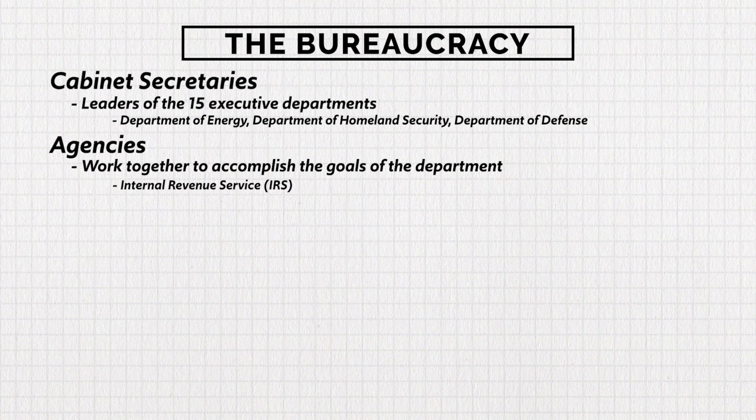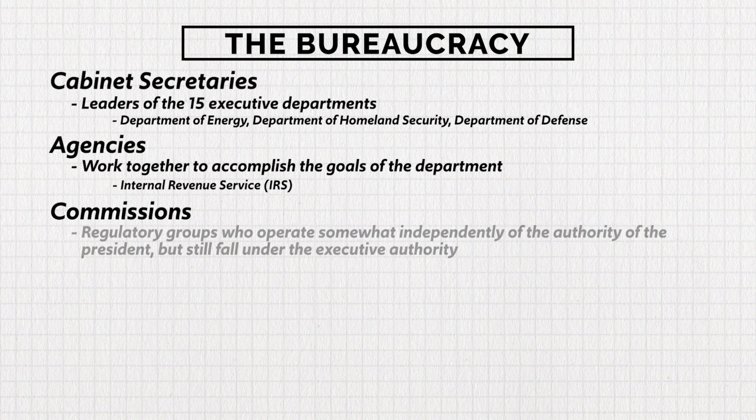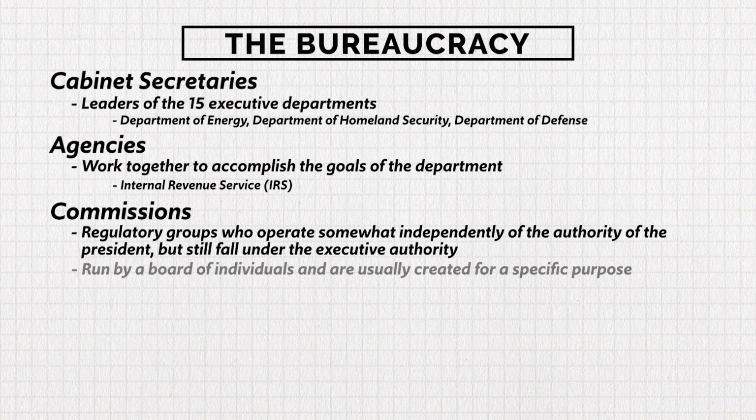Another part of the bureaucratic structure is commissions. These are regulatory groups who operate somewhat independently of the authority of the president, but still fall under the executive authority. They're run by a board of individuals, and they're usually created for a specific purpose. For example, you have the FCC, or the Federal Communications Commission, which regulates the content of media, not by censoring free speech, but by making sure that nothing inappropriate is displayed.